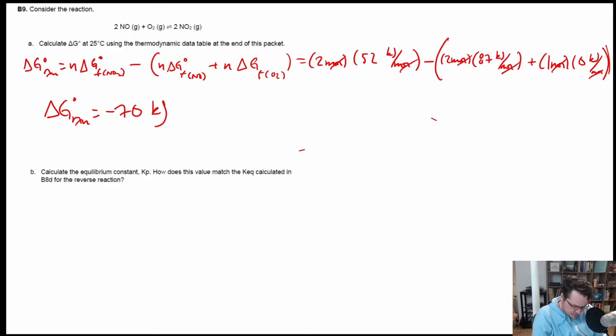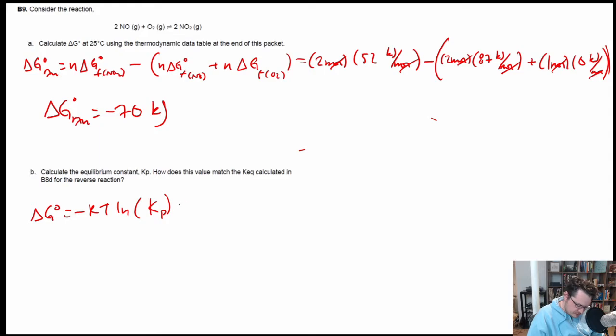Part B, calculate the equilibrium constant, Kp. How does this value match the Kp calculated in B8D for the reverse reaction? So in this case, we already know the relationship between delta G and K, right? Delta G not is equal to negative RT natural log of K. And the K in this case, because it's a gas that we're looking at, is going to be Kp.